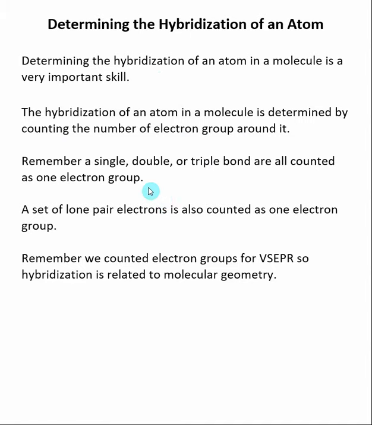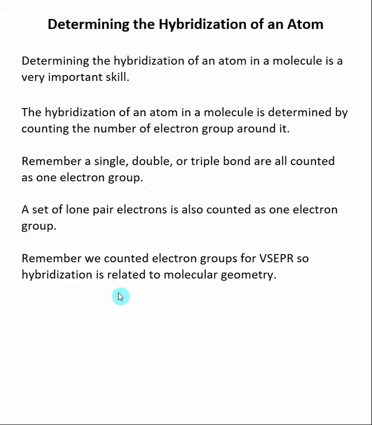Remember, a single, double, or triple bond are all counted as one electron group, and this is a very classic mistake for students to count, say, a triple bond as 3 electron groups because you see 3 lines in it. This is not right. A single, double, or triple bond is counted as 1 electron group. Also, a set of lone pair electrons is counted as 1 electron group.